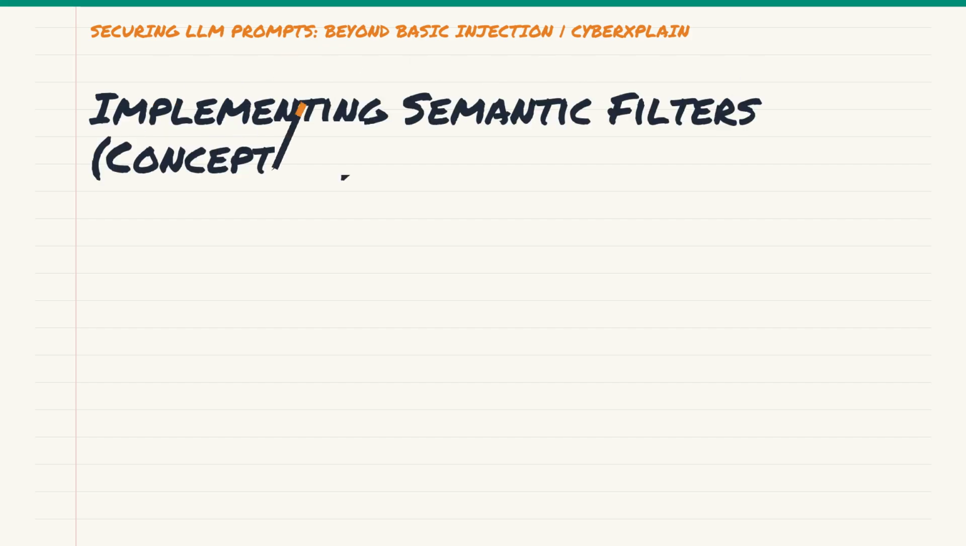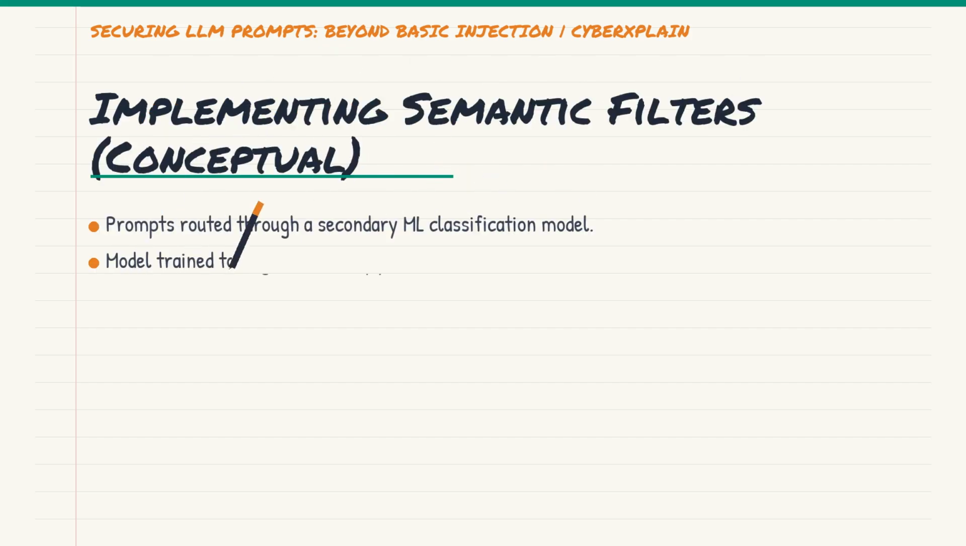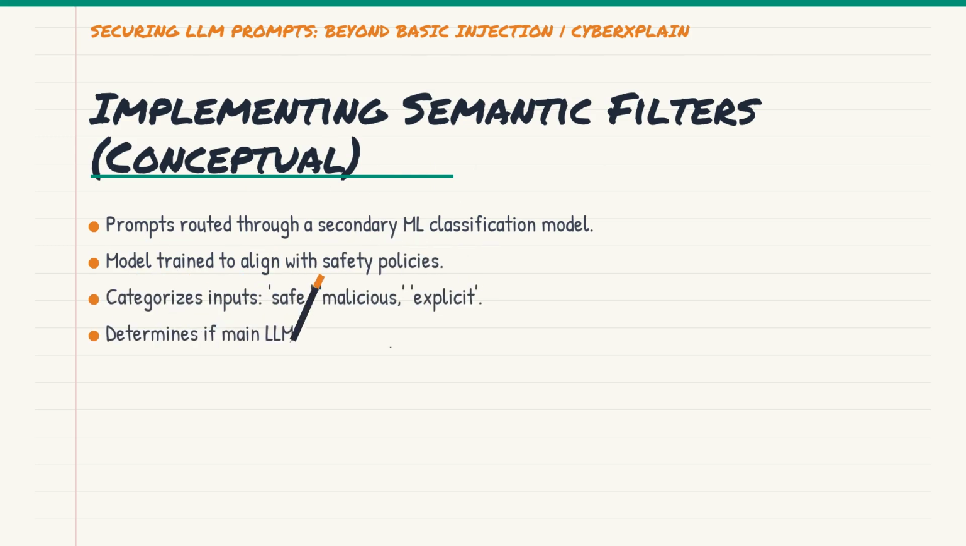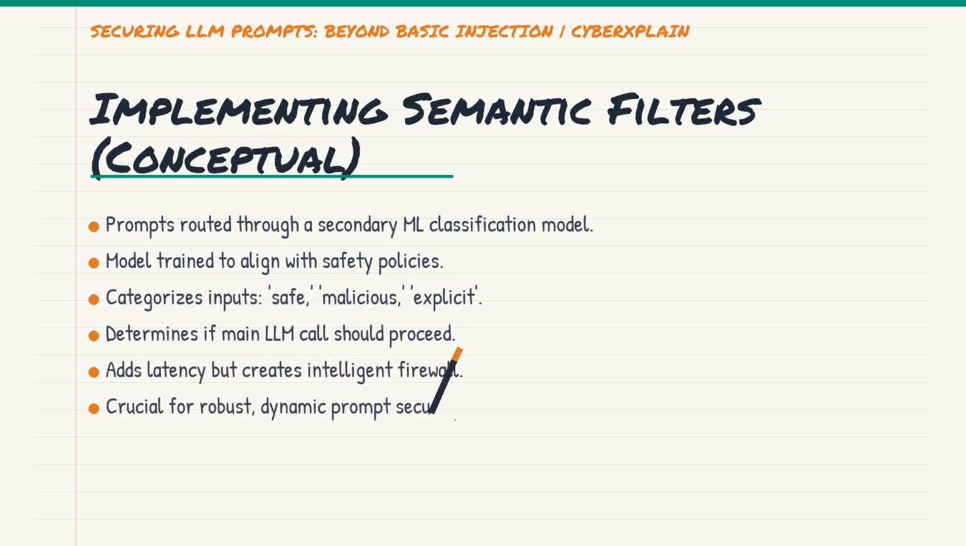Implementing semantic filters usually means running the user's prompt through a secondary, often smaller and faster, LLM or ML model specifically trained for classification. This secondary model determines if the input aligns with our safety policies or exhibits malicious patterns. For instance, a model might classify inputs into categories like safe, potentially malicious, or explicit. Depending on the classification, we decide whether to proceed with the main LLM call. This adds latency, but it's a critical layer of defense, effectively creating an intelligent firewall for your prompts.